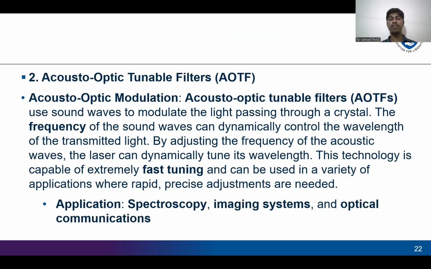Acousto-optic tunable fiber filters. Acousto-optical modulation and filters use sound waves to modulate the light passing through a crystal. The frequency of the acoustic wave can dynamically control the wavelength of the transmitted light. By adjusting the frequency of the acoustic waves, the laser can dynamically tune its wavelength. This technology is capable of extremely fast tuning and can be used in a variety of applications where rapid, precise adjustments are needed. Application: it is used in spectroscopy, imaging systems, and optical communications.